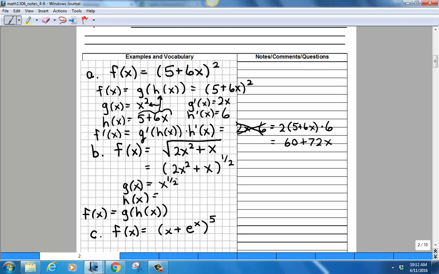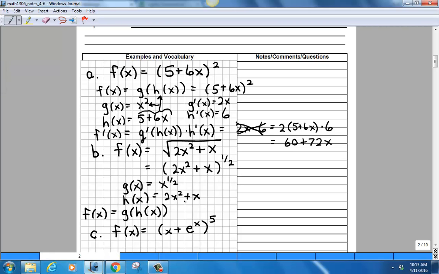We're raising this quantity, 2x squared plus x, to the 1/2 power. So we're taking that expression and raising it to the 1/2 power. Okay? And then I'm going to think of this function h of x as what's inside the parentheses here, which is taking x and squaring it and multiplying it by 2 and then adding it back to itself. All right?